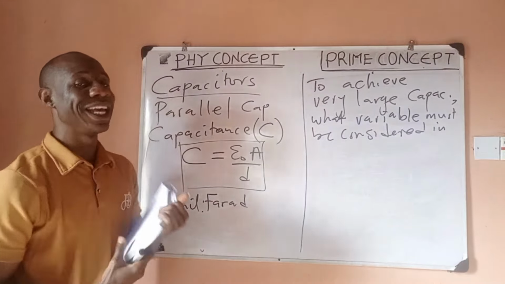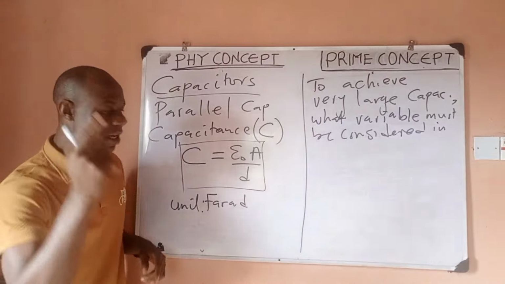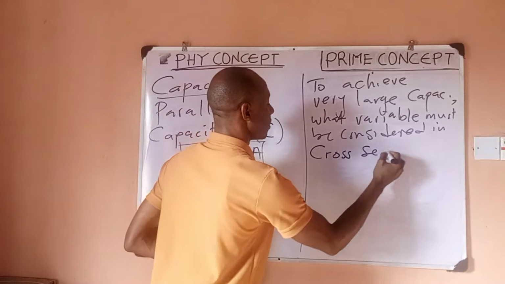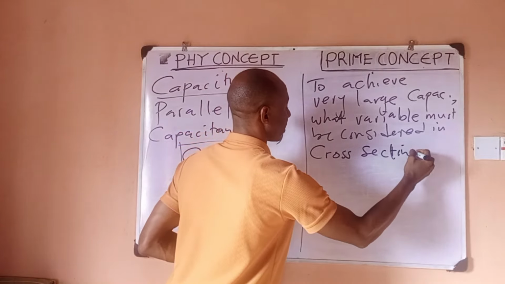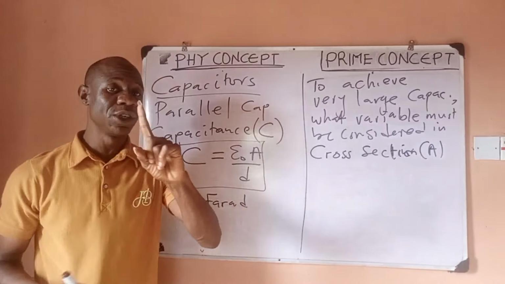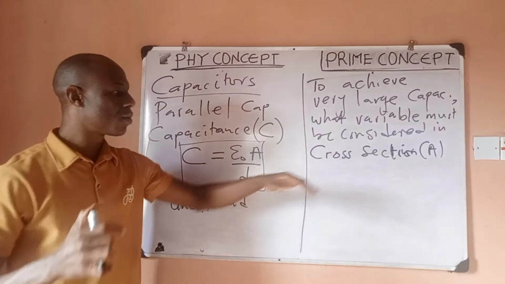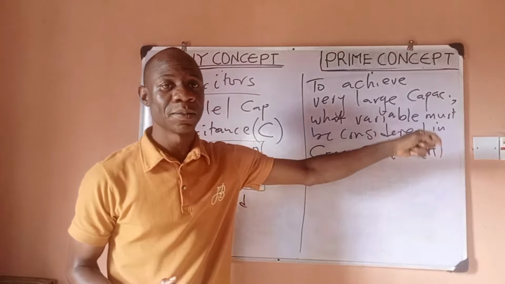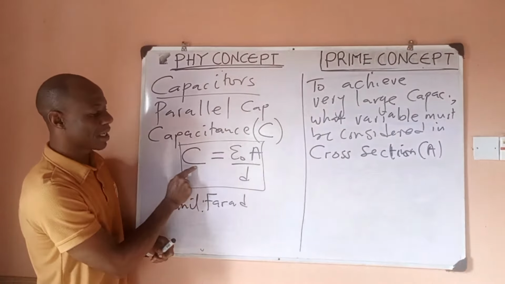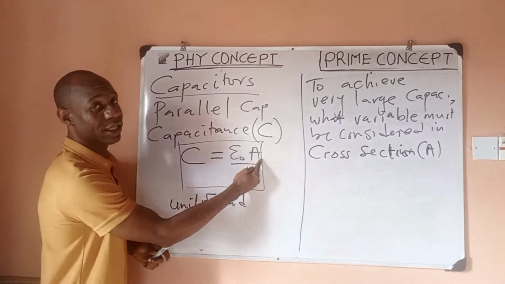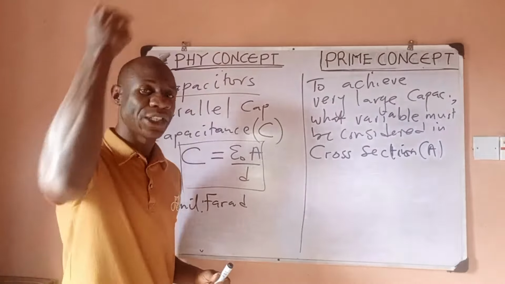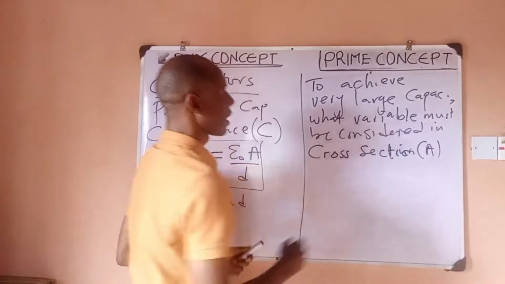So you want to achieve a large capacitance. The variables to consider are, one, the cross section, which is what you know as the area. The cross-sectional area is one variable to be considered. How does the cross-sectional area determine the largeness of a capacitance? You can see the relationship. Capacitance is directly related to cross-sectional area. So if you have a big area, you have a large capacitance. That is one of the factors.